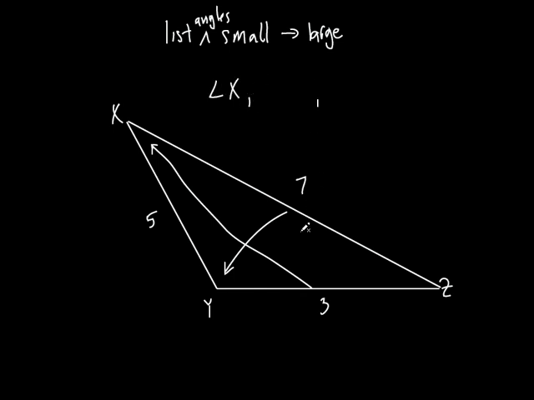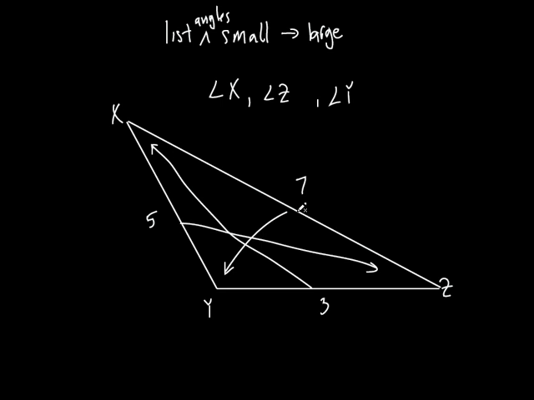And which one is the medium one? All right, well, 5 is the medium side, so guess what? This angle right here, Z, is the medium angle. And then which one is the largest angle? Well, it's opposite the largest side, so this would be angle Y. Hope that makes sense. All right, so if I know the largest side, I know the largest angle. If I know the smallest side, I know the smallest angle. It's just opposite each other. That's all you got to know.